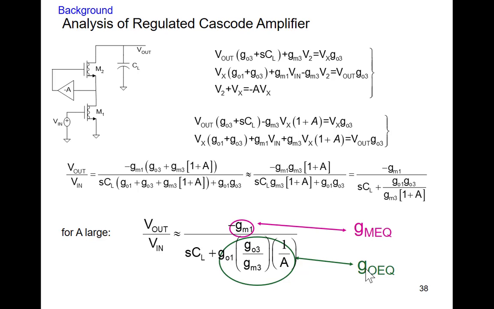Smaller. It's smaller. In fact, how much smaller is it? The factor of 1 over A times G out 3 over GM3. Yes. In fact, this was the output conductance of what? The cascode. So we're taking the output conductance of the cascode and dividing it by A. So this output conductance is smaller now than that of the cascode by another factor of A.